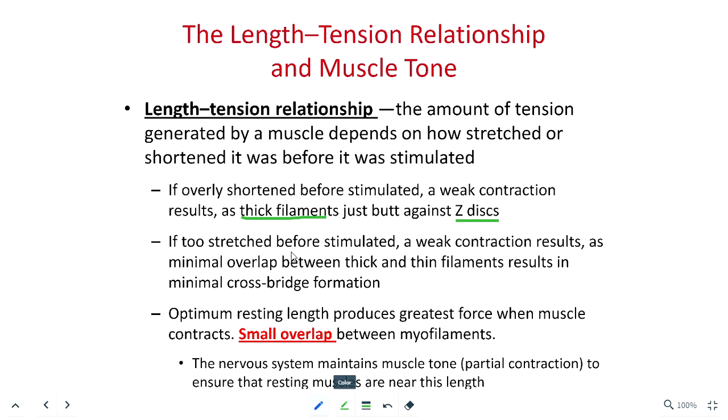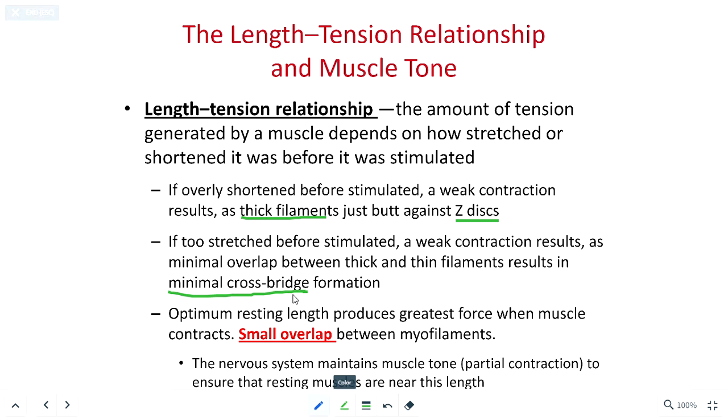However, if our muscles are stretched out too far before we try to contract our muscles, we don't have enough overlap between the thick and thin filaments to initiate a cross-bridge cycle. Not that many myosin heads and actin subunits will interact with each other. So we have very minimal cross-bridge formation and our muscles are weak.